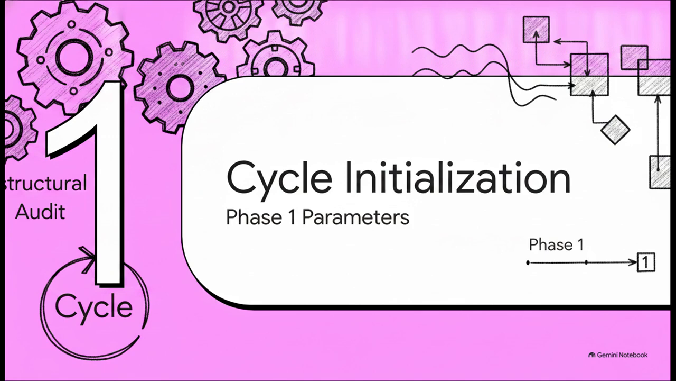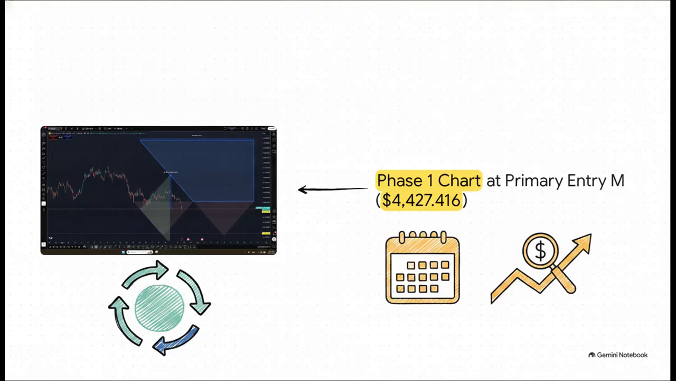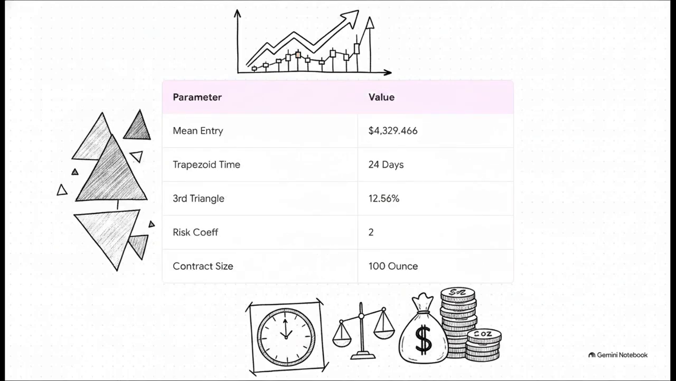Section 1. Cycle initialization and phase 1 parameters. Our primary entry coordinate, which is labeled M, was officially established on May 27, 2026. The exact price coordinate recorded for M is $4,427.416. Now, the predefined structural inputs initialized for this cycle are as follows.